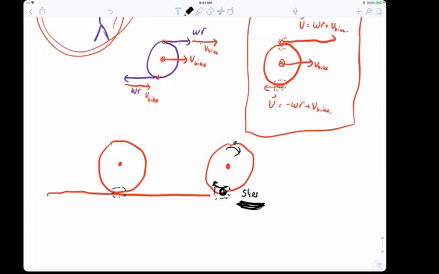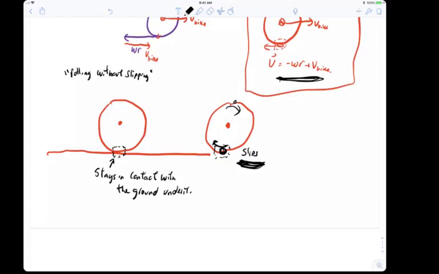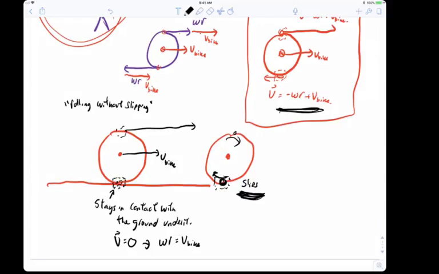Let me put it this way. There is a special case called rolling without slipping, where the bike tire stays in place in contact with the ground. I'm going to give you an example that might make this a little bit more intuitive, but let's connect it to this thing. Rolling without slipping is when the velocity down of this part here is equal to zero. And what does that mean? That means omega r is equal to V bike. The wheel will still travel forward with V bike, and then the top part of the wheel is going to go forward twice as fast, 2V bike. Okay? It's just a relative velocity picture.